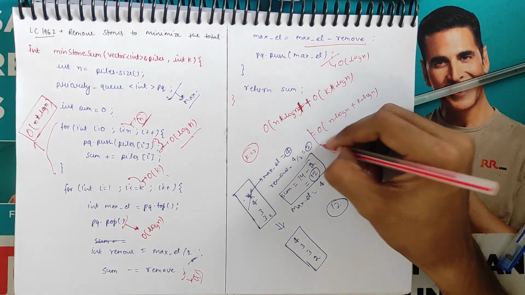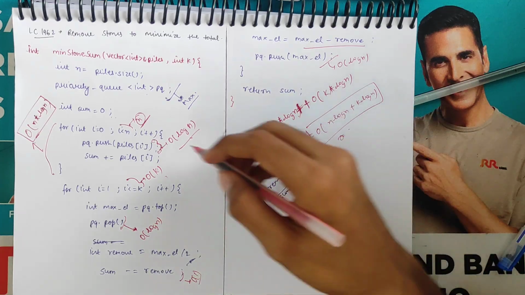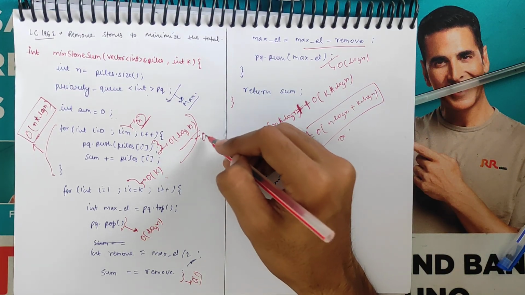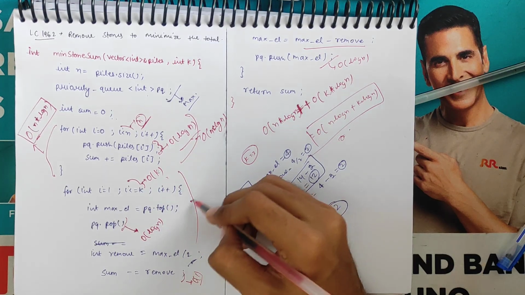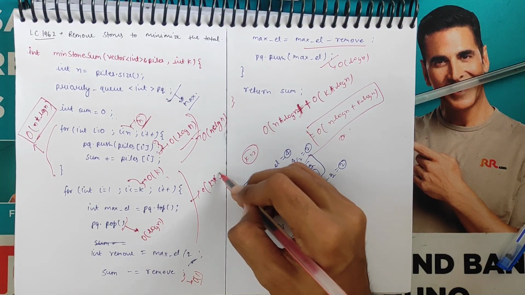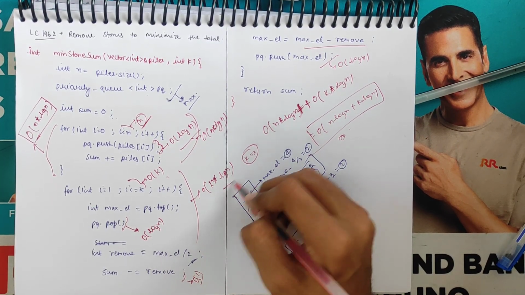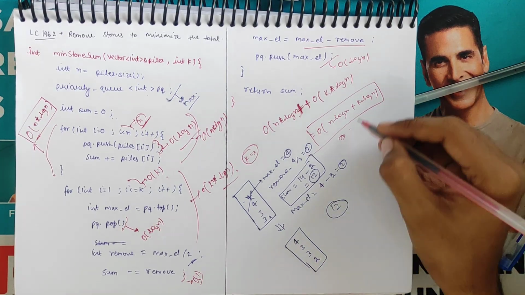So its time complexity will be this much, because n log n for this loop, and big O of k into log n for this loop. So yeah, the time complexity will be this much.